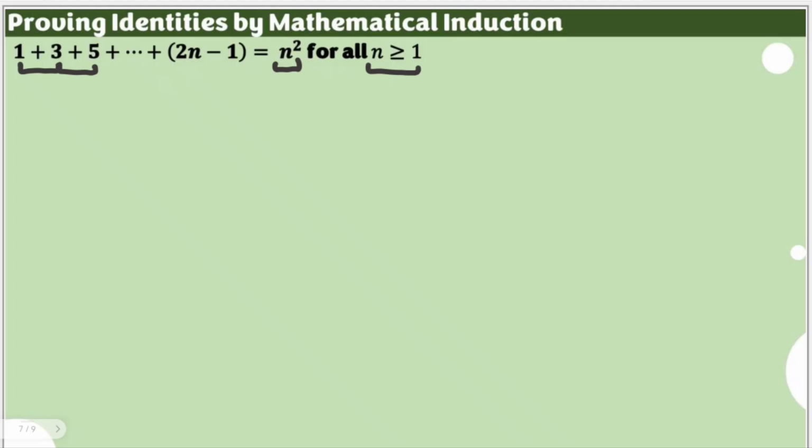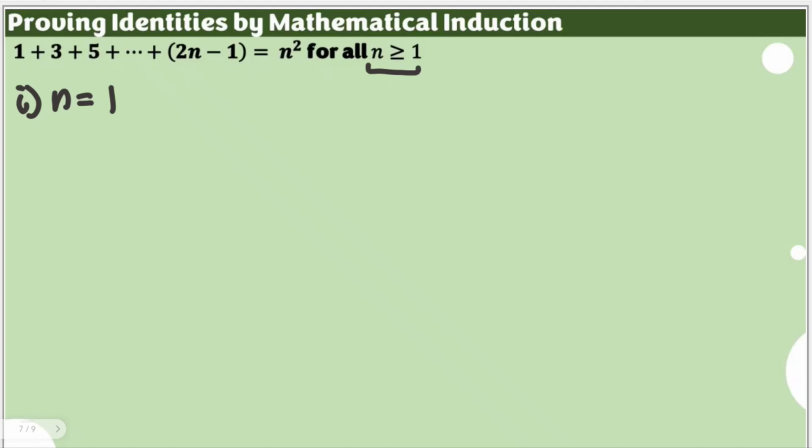Now, in other references, there are a lot of steps introduced in order for us to really prove any identity by mathematical induction, but it all boils down to 3 different steps. The first step is we are going to check whether this identity is true when n is equal to 1, because if it's not, then there's no need for us to proceed to our second and third steps.